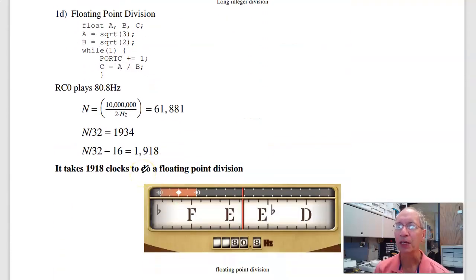Finally, let's do a floating point divide. If I do this code and just do a floating point division, here I'm not counting, so it's just every loop is my answer. I get 80 hertz. 10 million divided by 2 times hertz is 61,000. And this wasn't exactly my test code. I actually counted mod 32 in my test code, so taking that into account, it's 1,918 clocks to do a floating point division. So floating point is really expensive. Again, one line of C isn't necessarily one line of assembly. It could be thousands of lines of assembly.